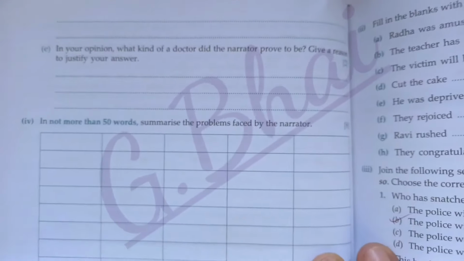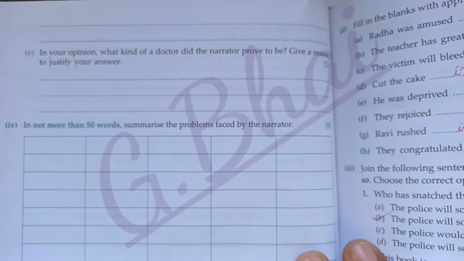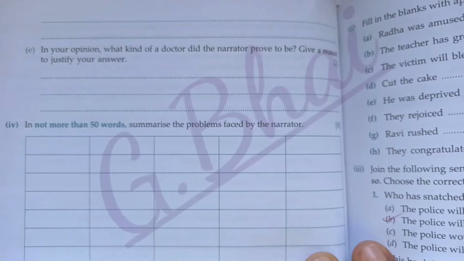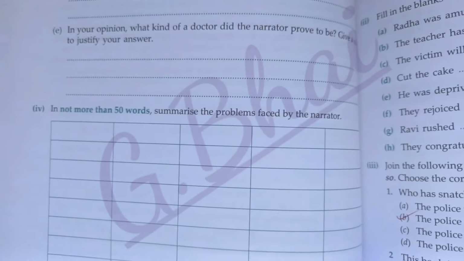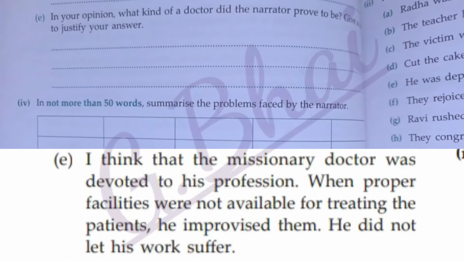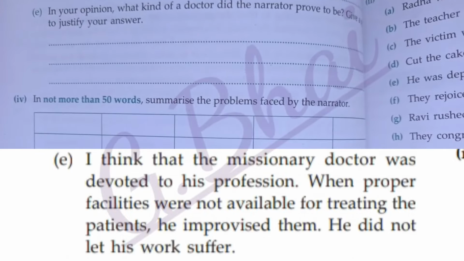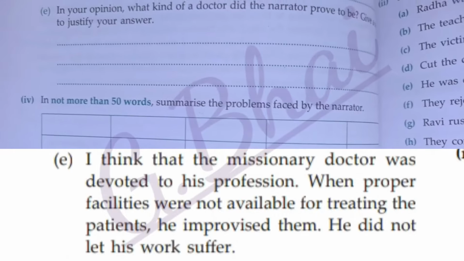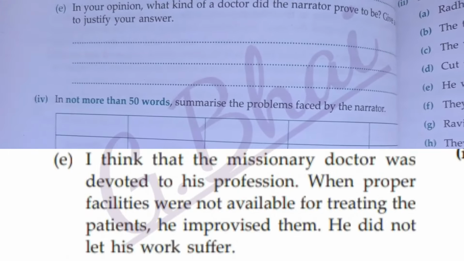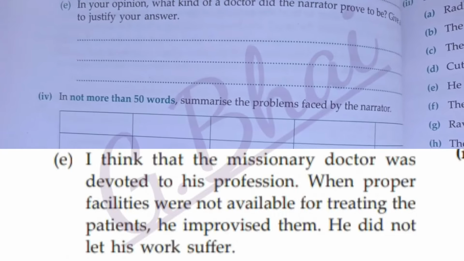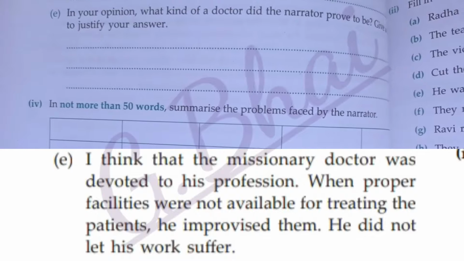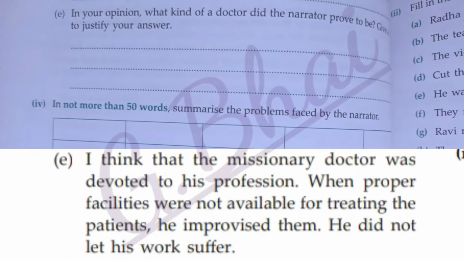Next question, number E. In your opinion, what kind of a doctor did the narrator prove to be? Give a reason to justify your answer. So the answer will be, I think that the missionary doctor was devoted to his profession. When proper facilities were not available for treating the patients, he improvised them. He did not let his work suffer.